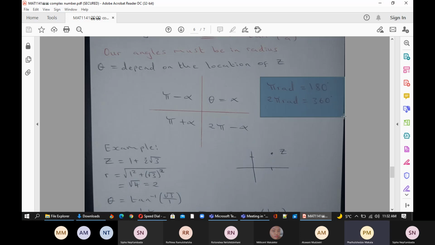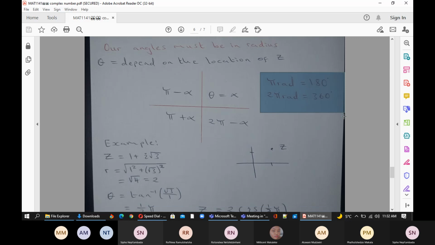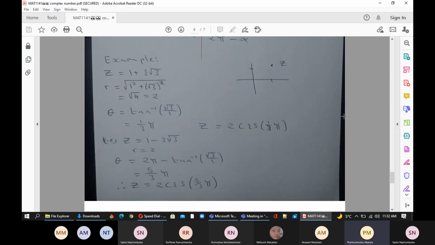So now, as far as we are concerned, here is the example. On the example, we have got Z, which is equal to 1 plus I root 3. Where R, we know our R is equal to the root of 1 squared plus open bracket root of 3 close to the power 2. We press our calculator, we get 2.